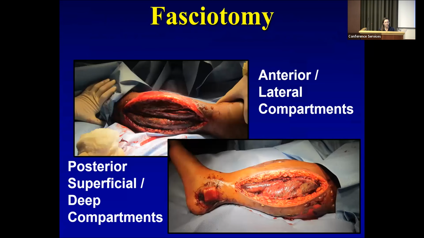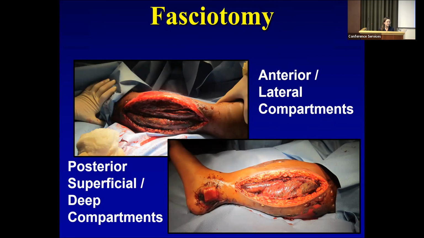So I think I have a picture somewhere. Whoops. Look at that, we're done. So these are pretty extensive incisions. You can see how swollen that leg is. We open up the fascia, and sometimes that muscle just bursts. They're almost like popped out of that fascia.